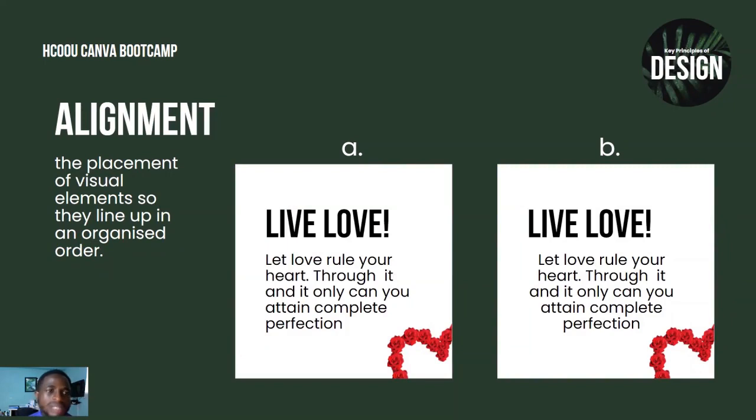Alignment is something that you've been taught. Alignment talks about the placement of visual elements so they line up in an organized order. In a very simple way, you see this: "Let love rule your heart." That's on design A.